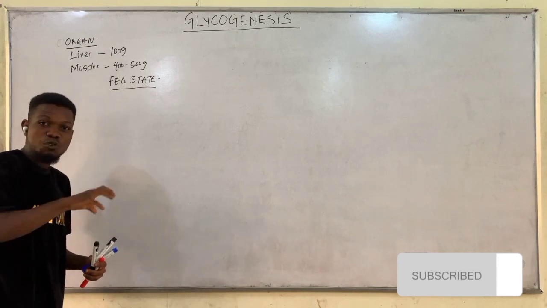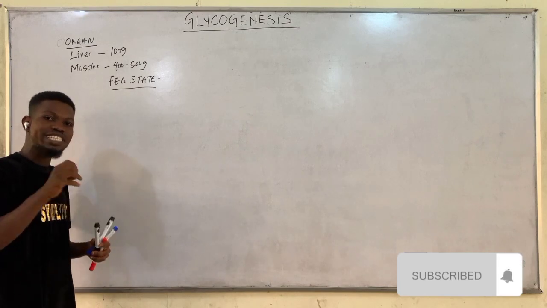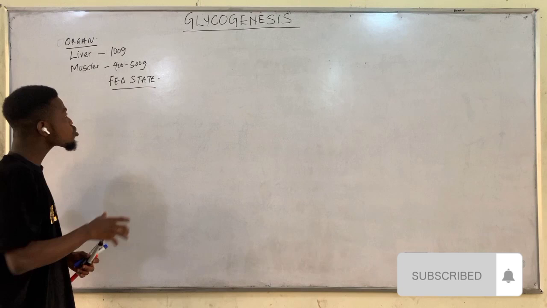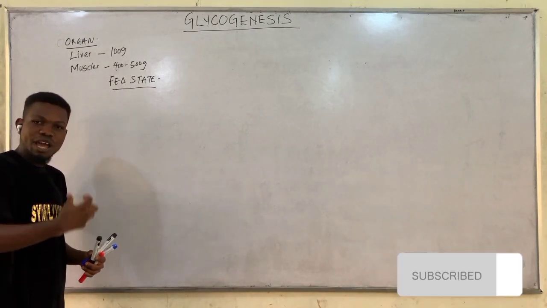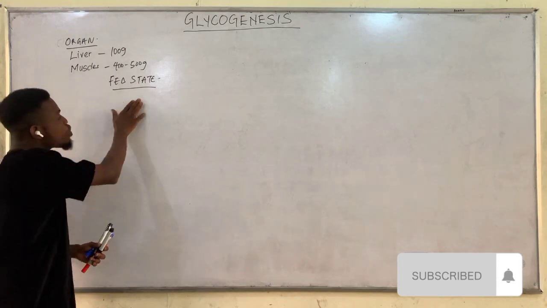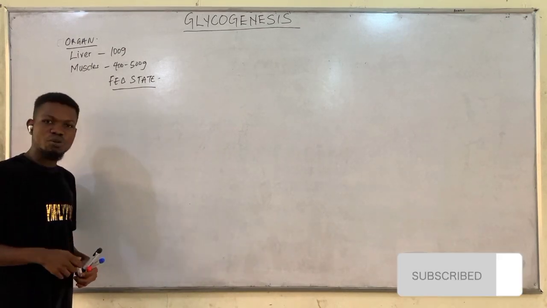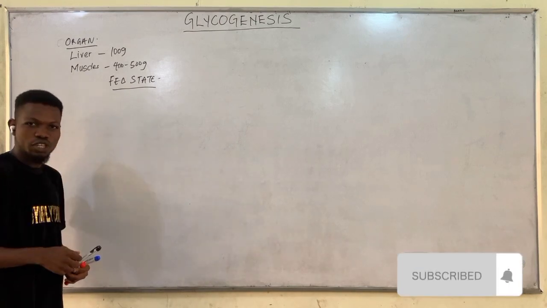Do you get it? They diffuse across the GIT and they absorb the glucose. So when they absorb the glucose, some part of the glucose will also diffuse into the blood. So during the first stage, when they are consuming high carbohydrate food, the glucose will be diffused into the what? Into the blood.